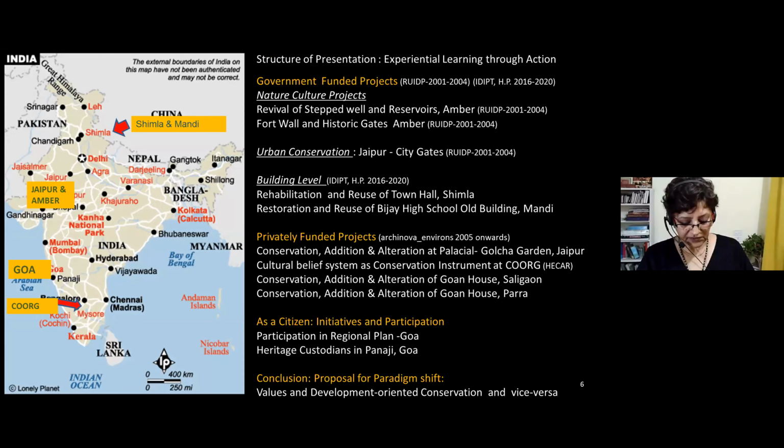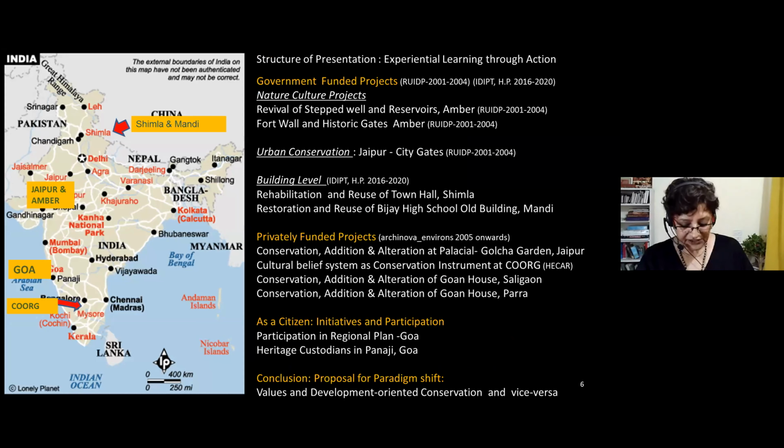Here is the structure. We shall be reviewing government-funded conservation projects at the level of nature and culture, urban conservation at Jaipur and Amer, and the building level from Shimla and Mandi. In terms of privately funded, I have shortlisted 4 from Jaipur, Coorg, and Goa. Each of them is also in a different climatic zone.